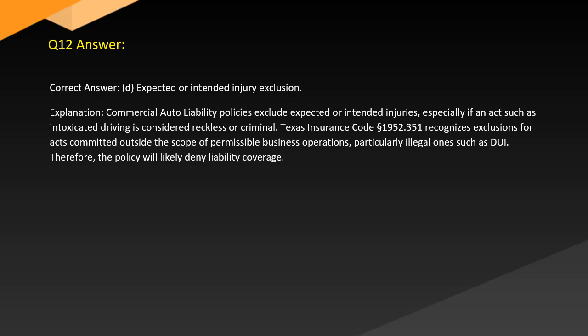Answer. Correct answer: D. Expected or intended injury exclusion. Explanation. Commercial auto liability policies exclude expected or intended injuries, especially if an act such as intoxicated driving is considered reckless or criminal. Texas Insurance Code SS.351 recognizes exclusions for acts committed outside the scope of permissible business operations, particularly illegal ones such as DUI. Therefore, the policy will likely deny liability coverage.